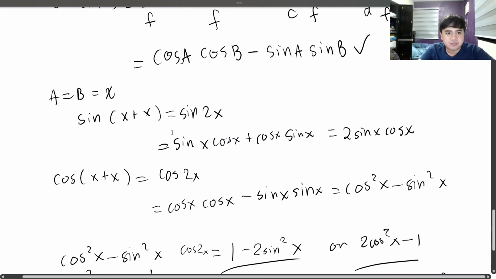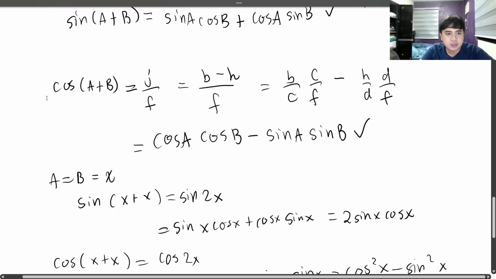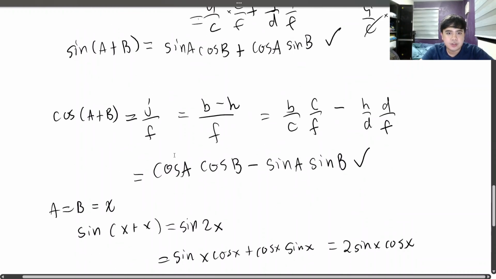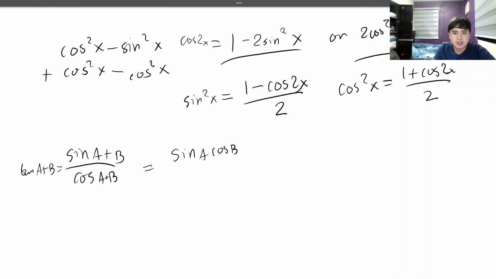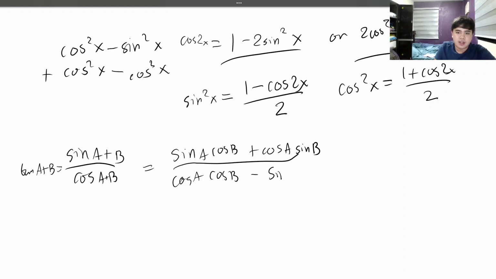All right, there's one more thing before I go. Tangent identity. So sine A plus B over cosine A plus B, that's going to be tangent of A plus B. So the sine identity is sine A cosine B plus cosine A sine B, over cosine A cosine B minus sine A sine B.